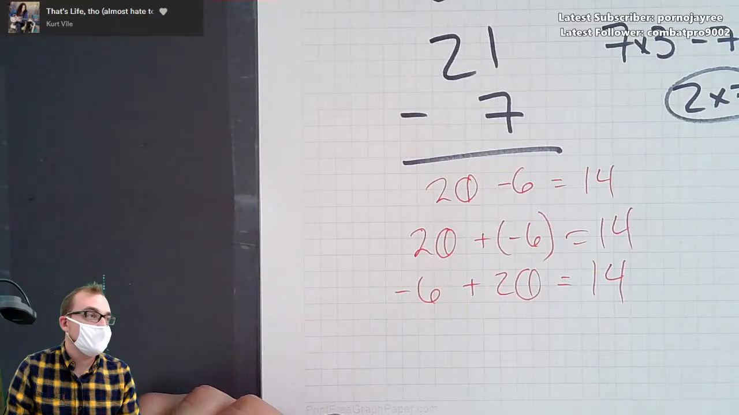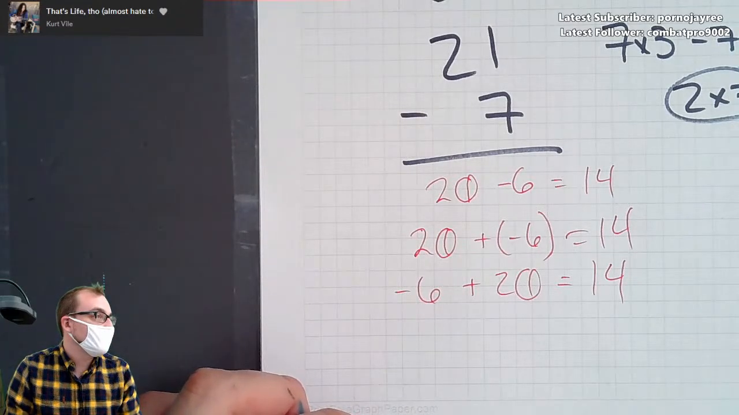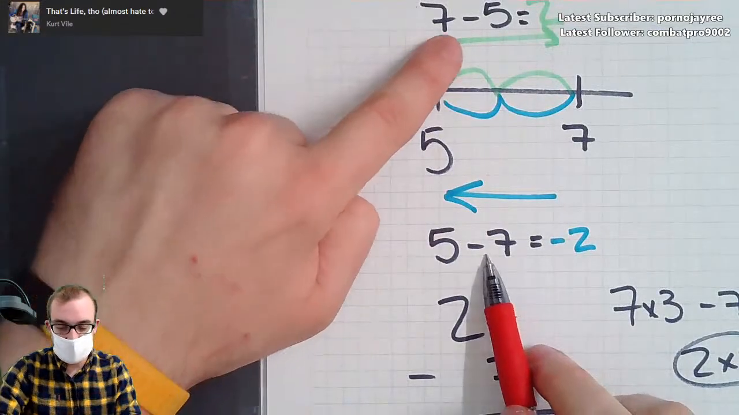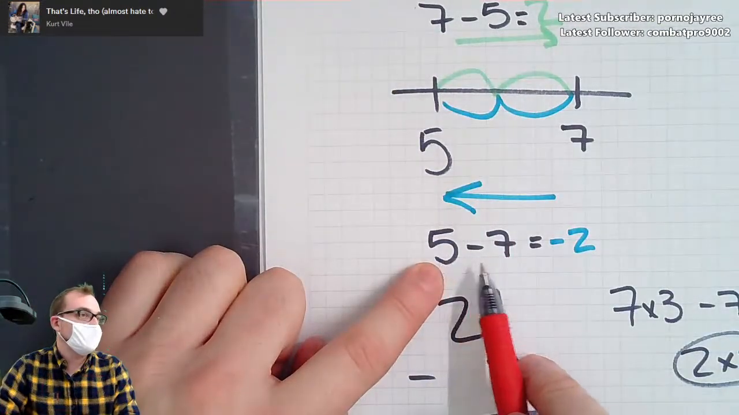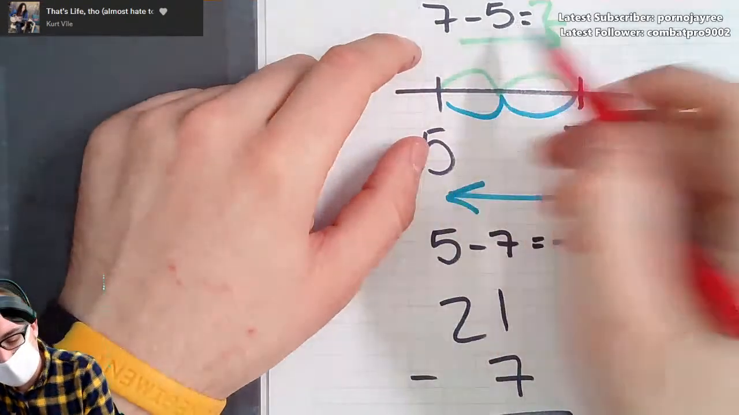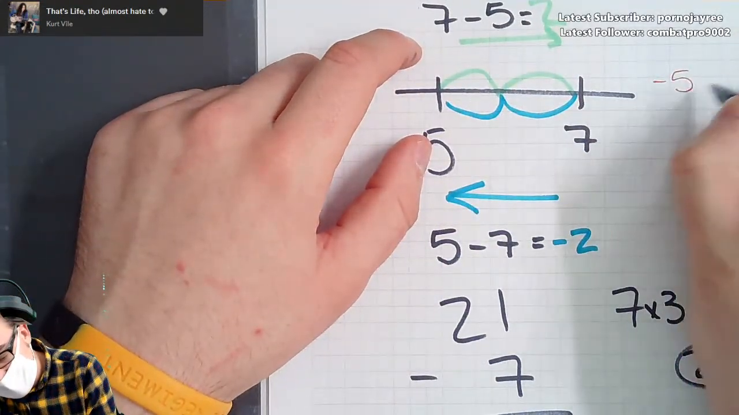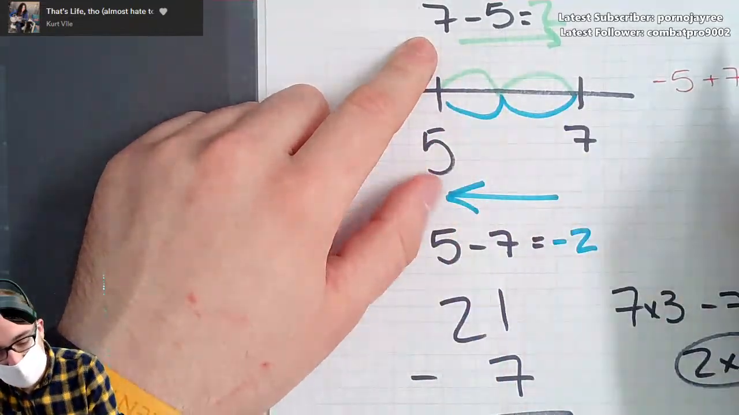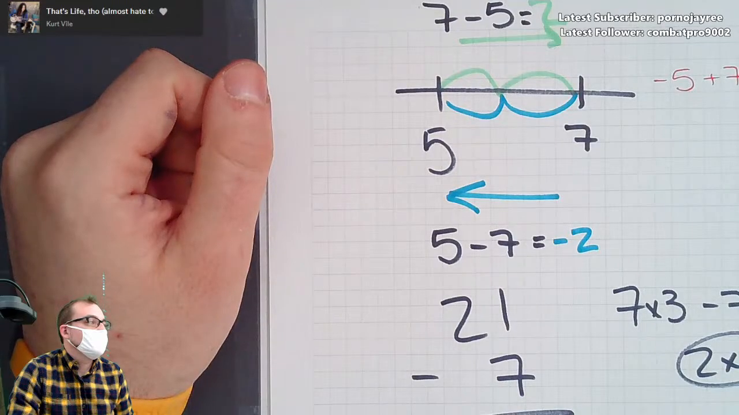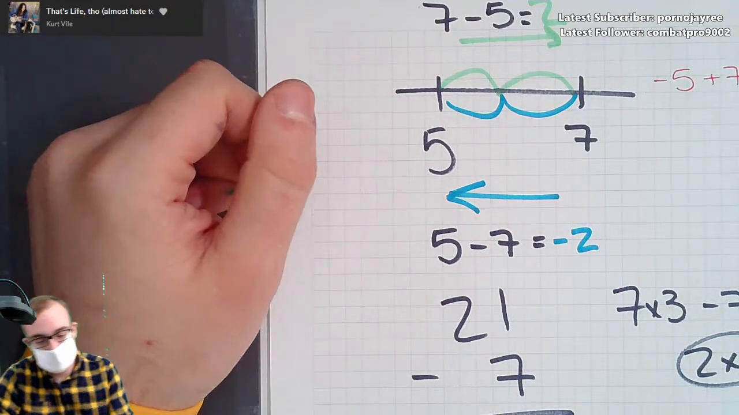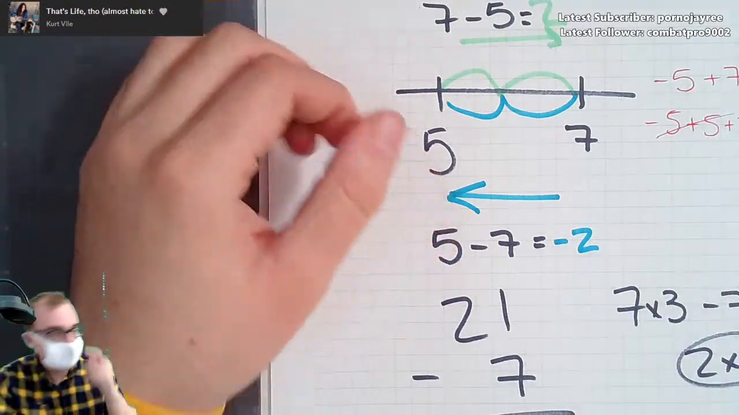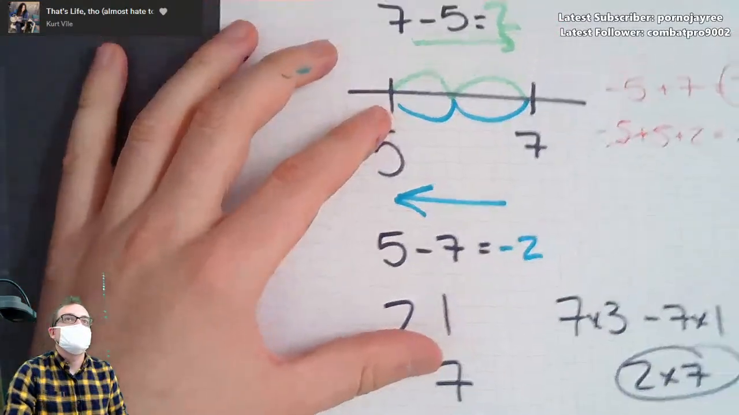PEMDAS is a lie. You can add and subtract in any order, as long as you keep the signs together. See up here how we didn't keep the sign together? It was minus 5 and now it's a positive 5, right? That's why we get a different answer. But if you keep the signs together, you're fine. 7 minus 5 is 2. And then negative 5 plus 7. Again, positive 7, negative 5, also 2. And this is useful. Obviously 2, right?